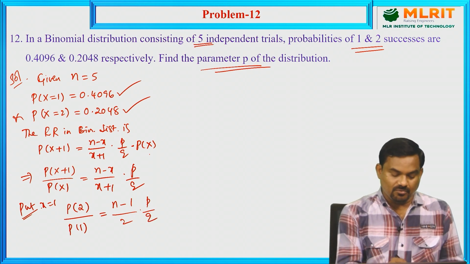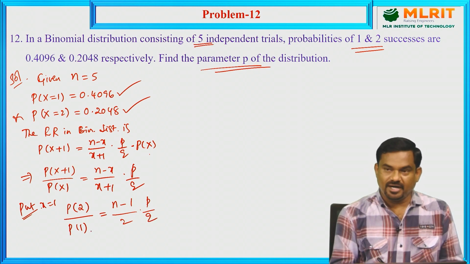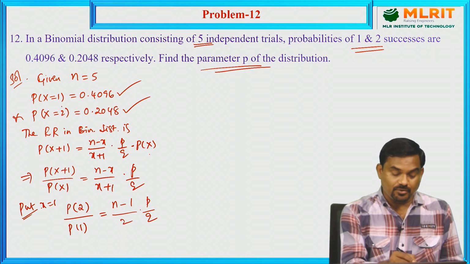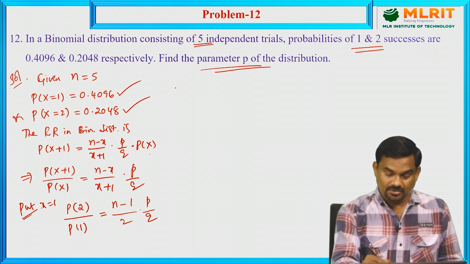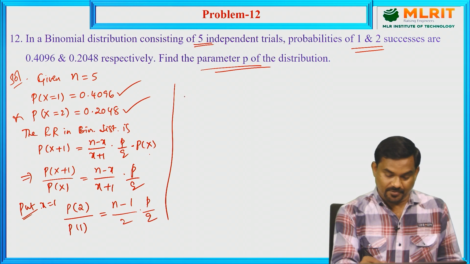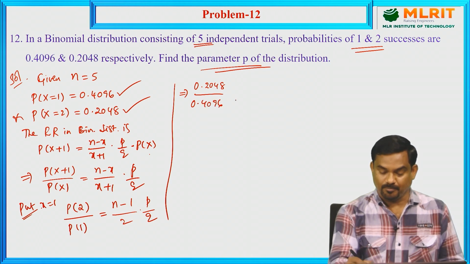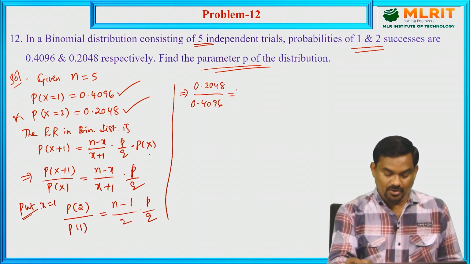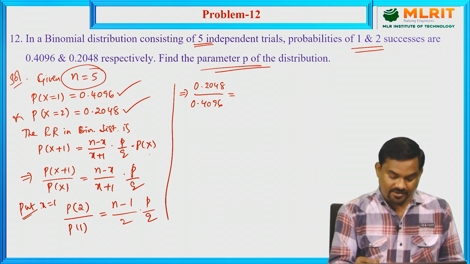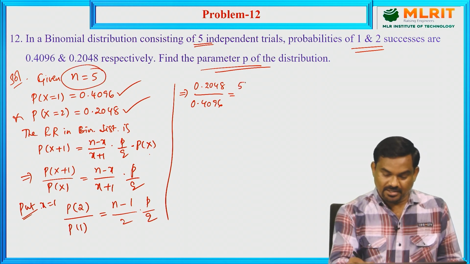So put x equal to 1, P(2) divided by P(1). The probabilities of 2 and 1 are given already. Substituting these values, we get 0.2048 divided by 0.4096, which is equal to, given n equal to 5, (5-1)/2 × p/q.